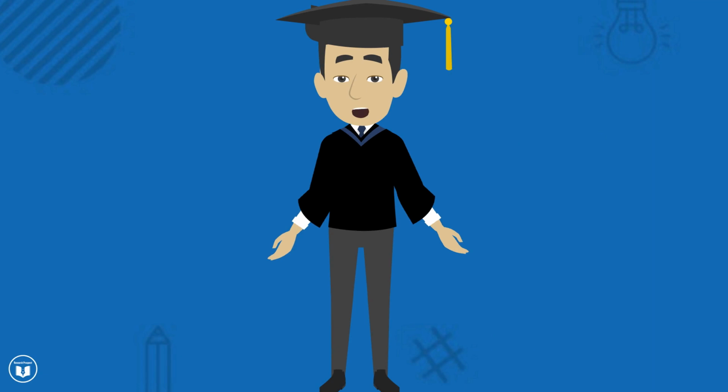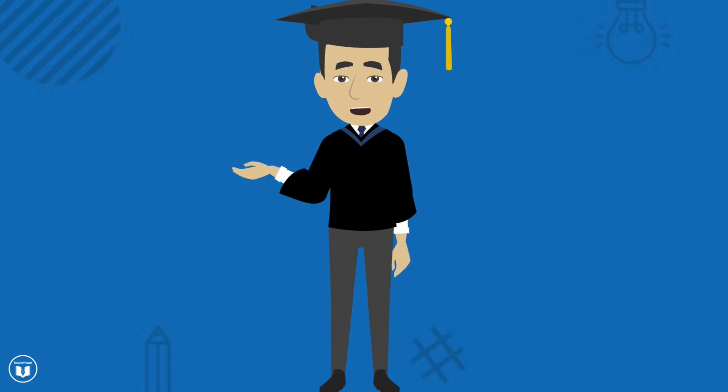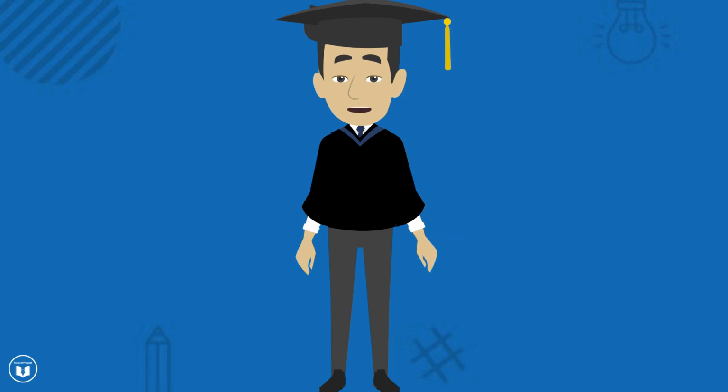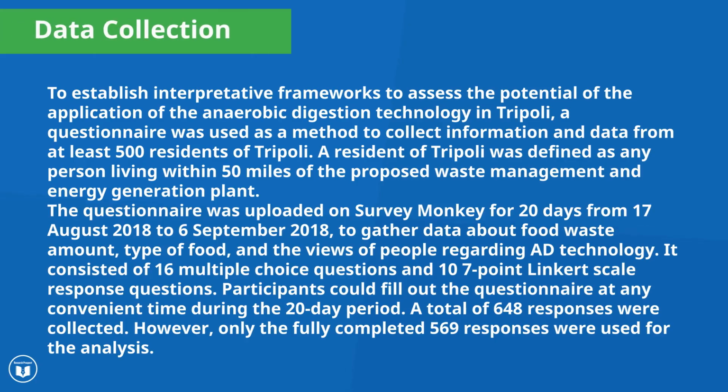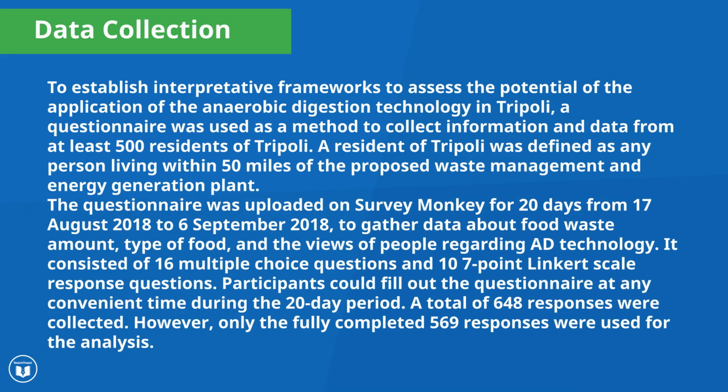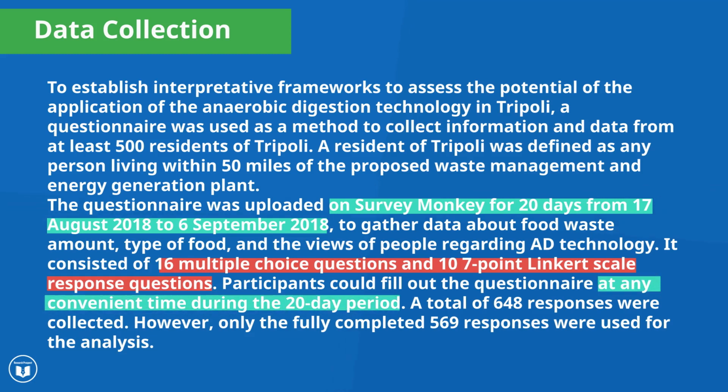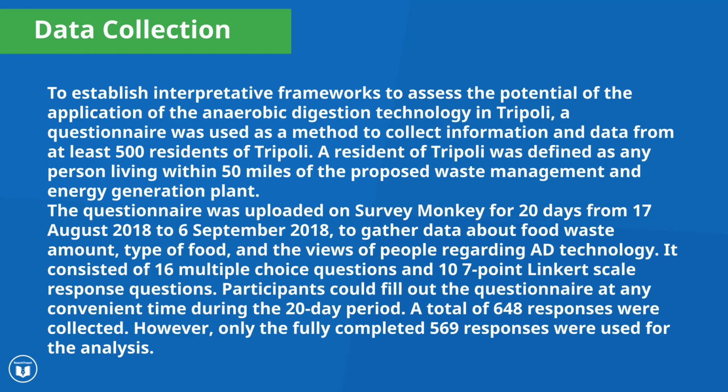So, let's say we're investigating the application of the anaerobic digestion technology for food waste management and energy generation. A paragraph from our methodology chapter might look something like this. The example here describes what type of questions were asked, where, when, and how the survey was conducted. Here, it describes the sampling method used to select participants, the sample size and response rate. Also, note that we write the methodology chapter in the past tense, because the research has already been conducted.